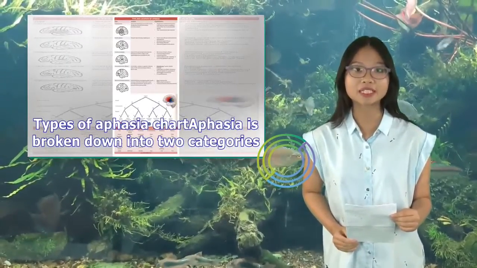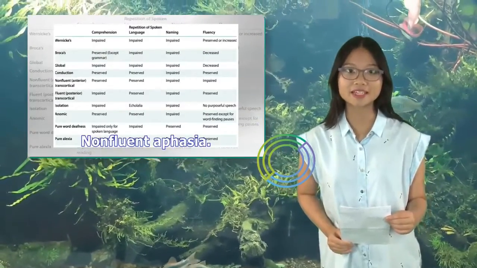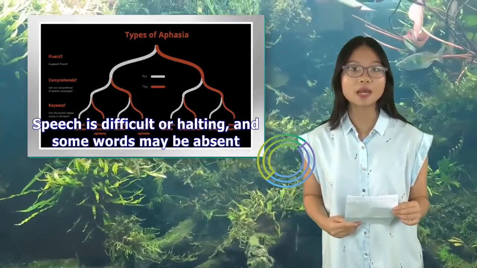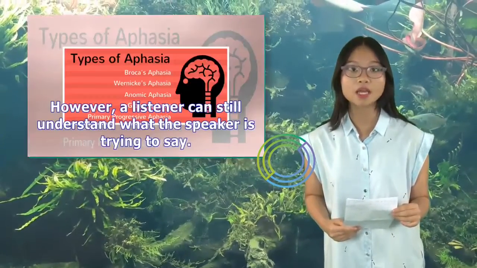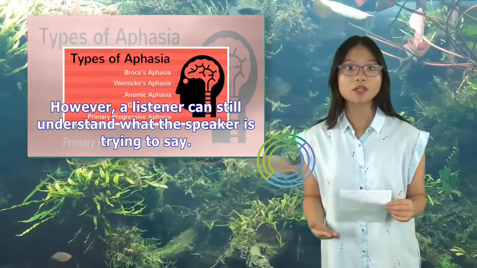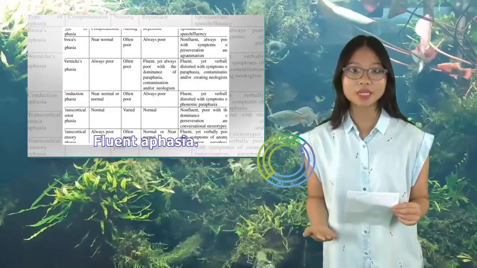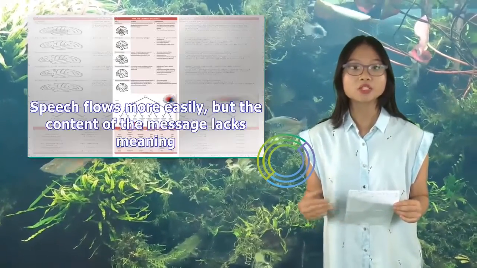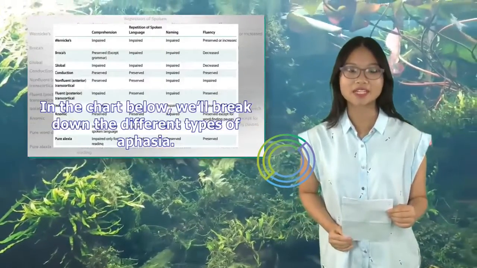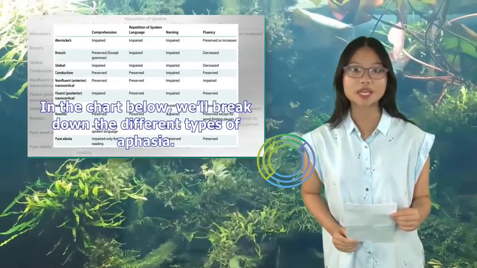Types of aphasia chart. Aphasia is broken down into 2 categories. Nonfluent aphasia: speech is difficult or halting, and some words may be absent. However, a listener can still understand what the speaker is trying to say. Fluent aphasia: speech flows more easily, but the content of the message lacks meaning. In the chart below, we'll break down the different types of aphasia.